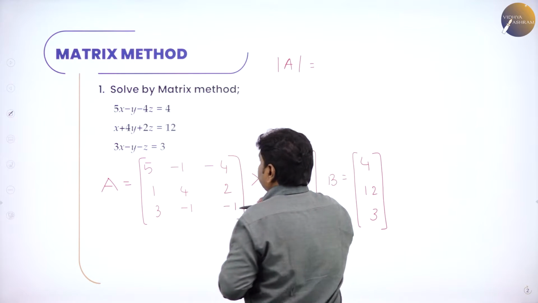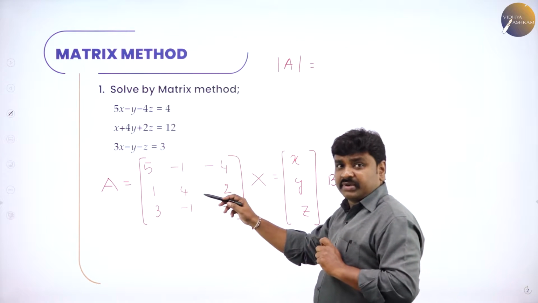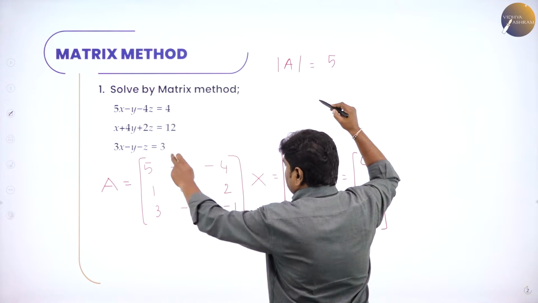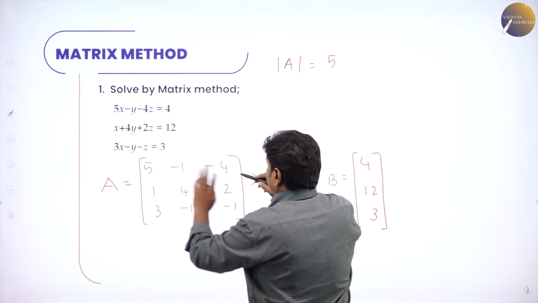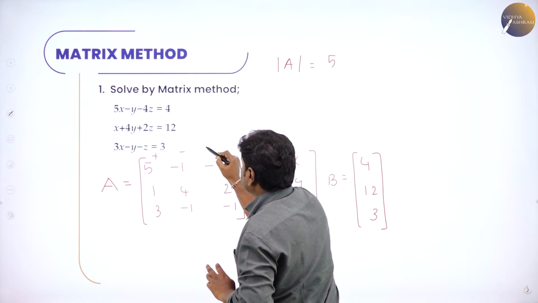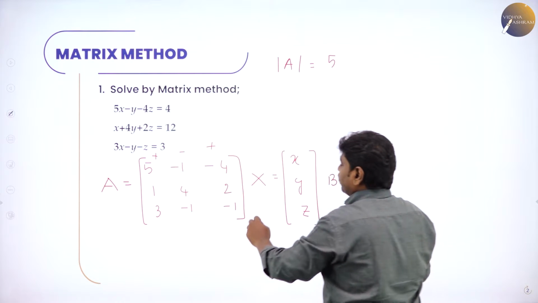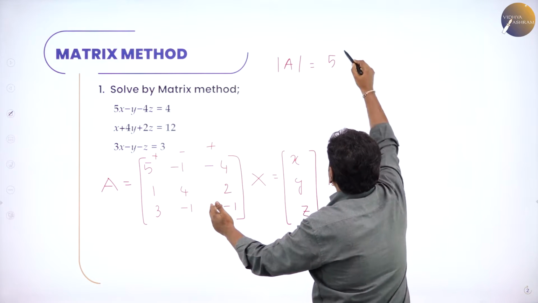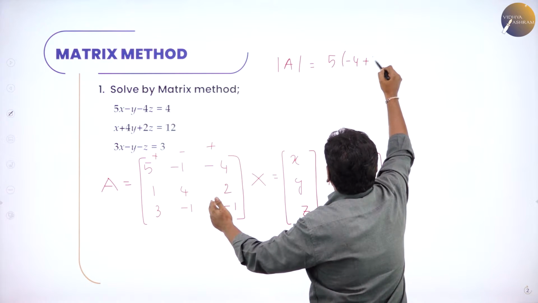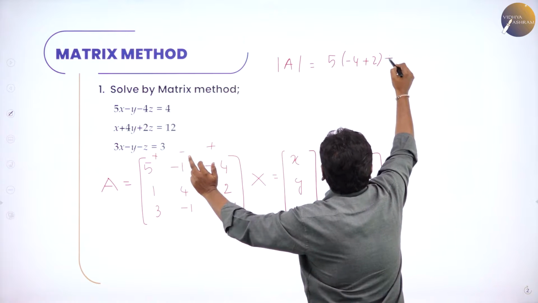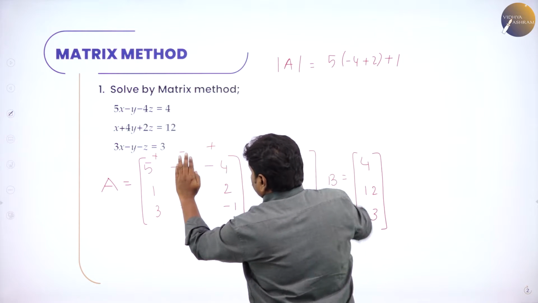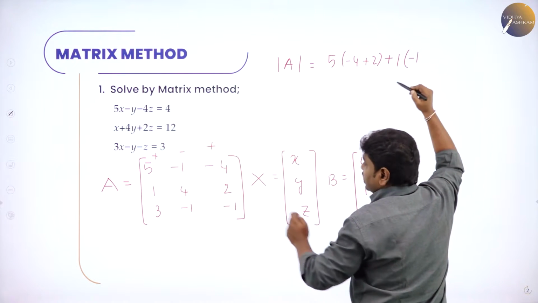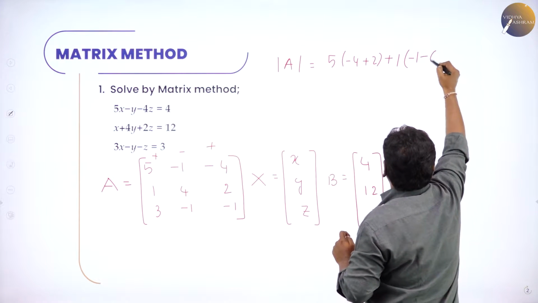What is meant by determinant of A? So you know how to find determinant of 3 cross 3 matrix. So 5 into, delete the row and column. So you know plus, minus, plus. Then delete the row and column where 5 is. That is, we'll have determinant of 4, 2, minus 1, 1. 4 into minus 1 is minus 4, plus 2. Minus of minus 1 is plus 1. Delete the column and row where minus 1 is. So 1 into minus 1 is minus 1. And 3 into 2 is 6.